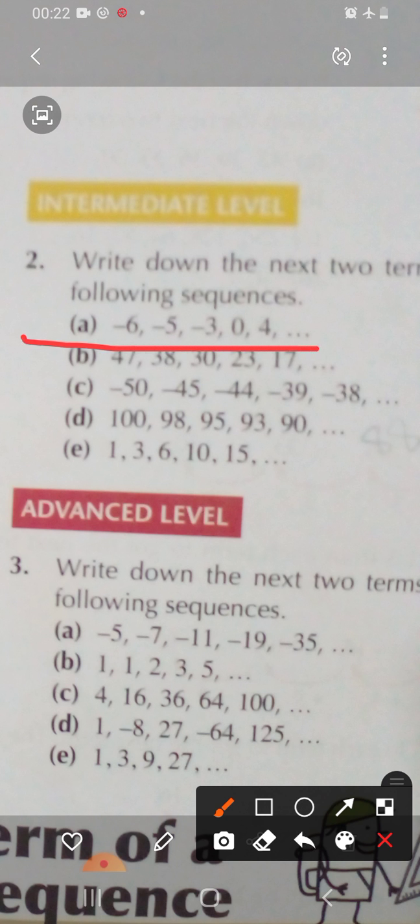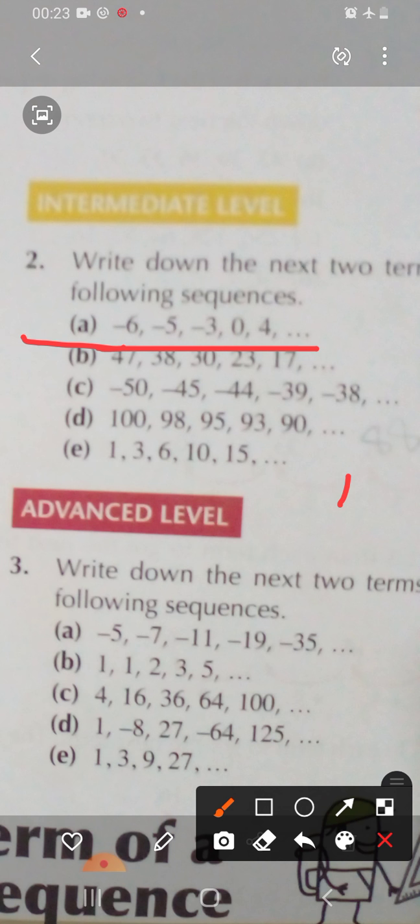-6, -5, -3, 0 and 4. Something is being added to the first term, so we are getting the second term. Then there is addition again and we get the third term, because the number is constantly increasing. -5 is greater than -6, -3 is greater than -5, 0 is greater than -3, and 4 is greater than 0. So there is an increase in the sequence.